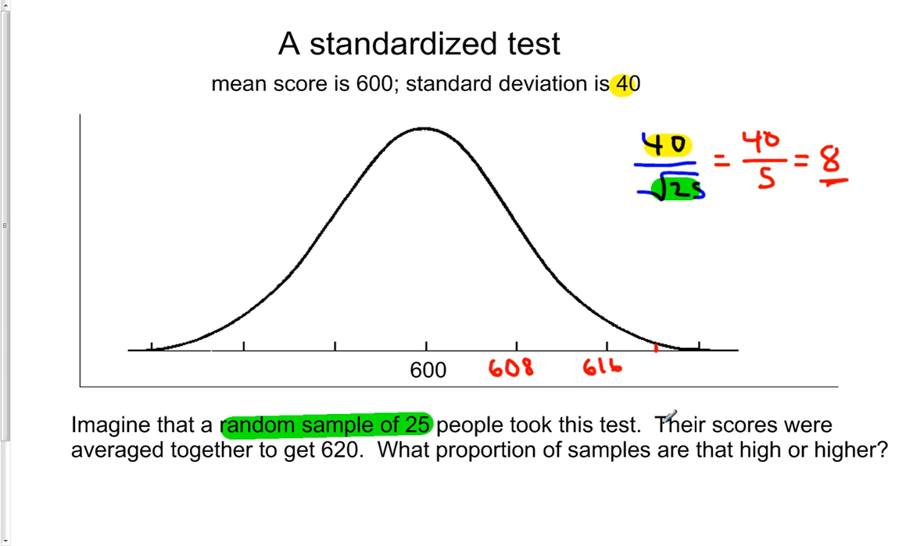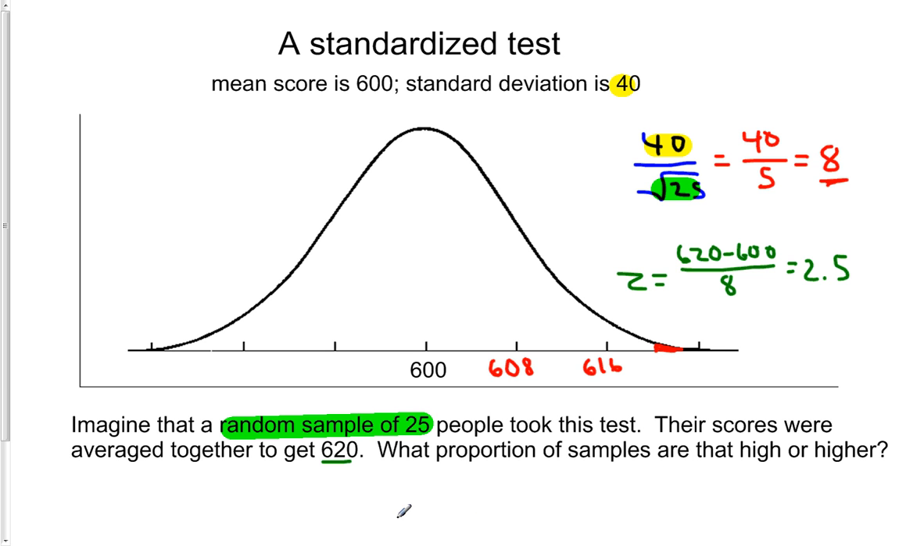What proportion of samples are that high or higher? We're looking at the area under this little sliver of the curve, so something very, very small. Let's go ahead and get ourselves an exact z-score, and then we can crank this out. The z-score is going to be equal to the x value that we're interested in, the 620, minus the mean, which is 600, divided by the standard deviation, which is now 8. We're going to have 20 divided by 8, which will come out to be 2.5. So our z-score is 2.5.